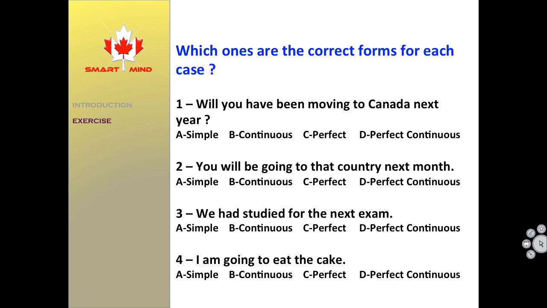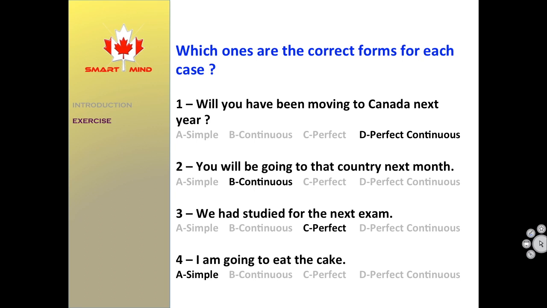Which ones are the correct forms for each case? Number 1: Will you have been moved to Canada next year? Number 2: Will you be going to the country next month? Number 3: We had a study for the next exam. And number 4: I'm going to eat the cake.